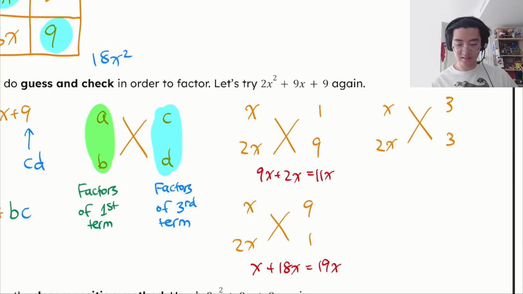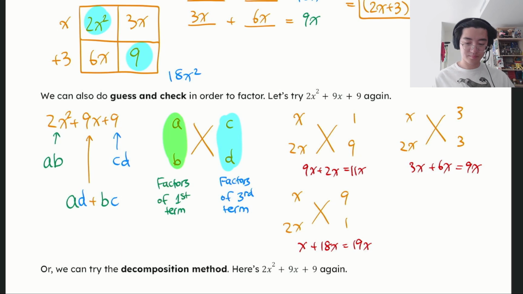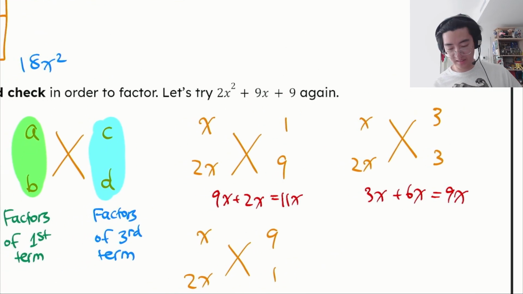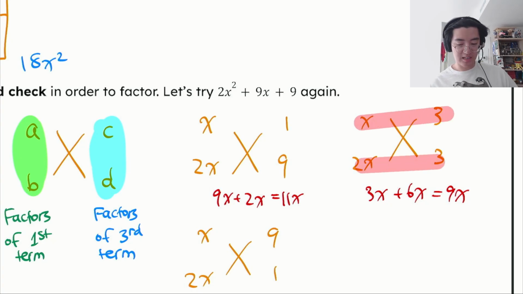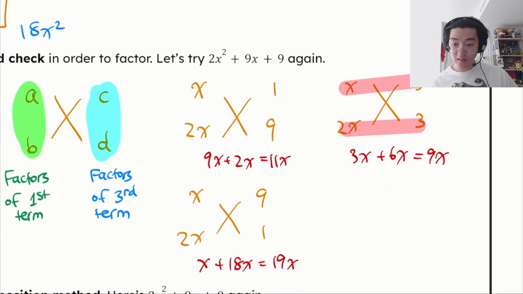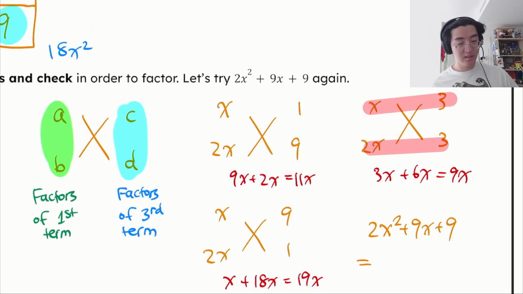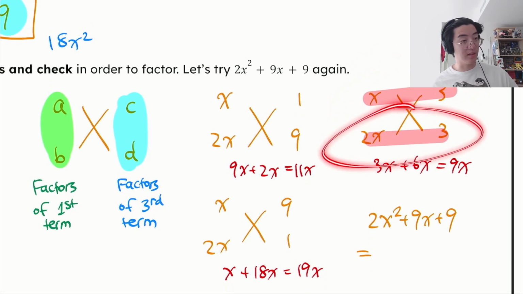Right, that's also factors of 9. 3x, 6x. Right, and we notice here, oh, look at that. That adds up to 9x. So this is the right configuration. Right, this one right here, that's the right configuration. And then from here, we write our answers horizontally. So our answer, we write it horizontally. So we have x, right, x plus 3, and then 2x plus 3.